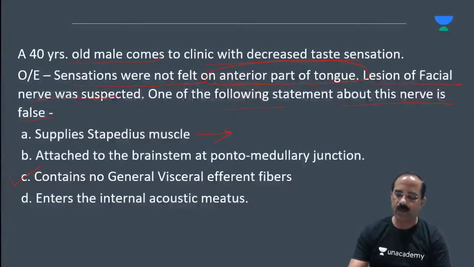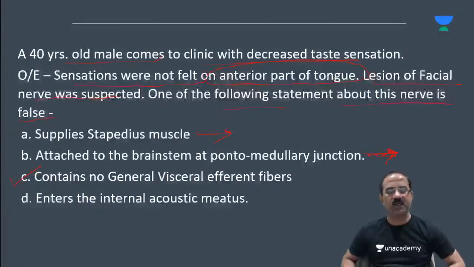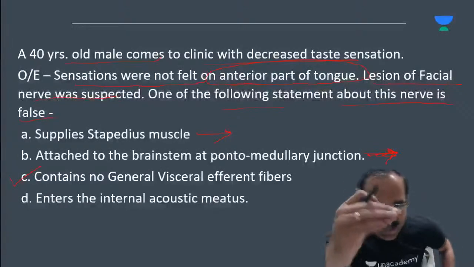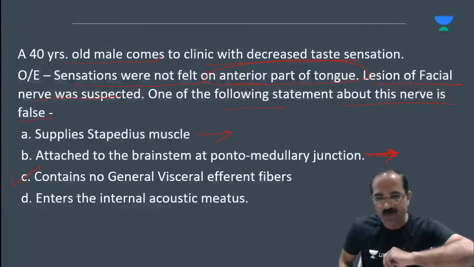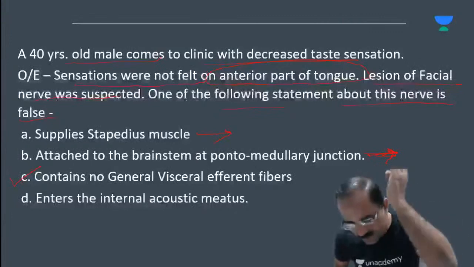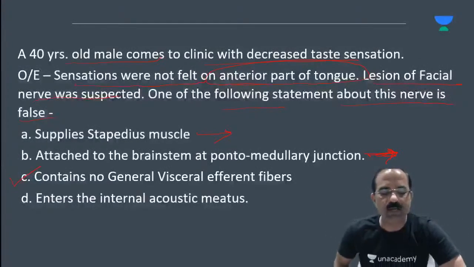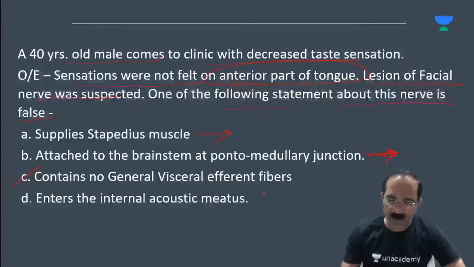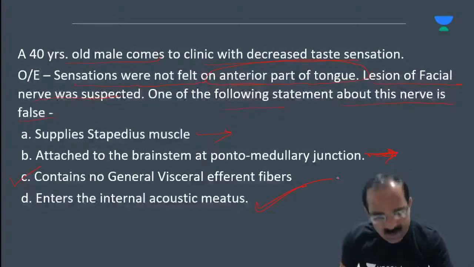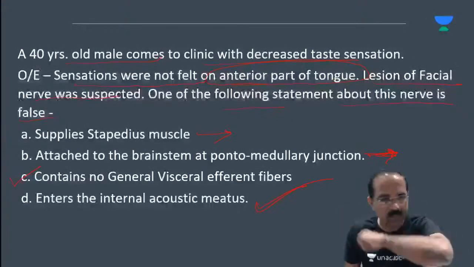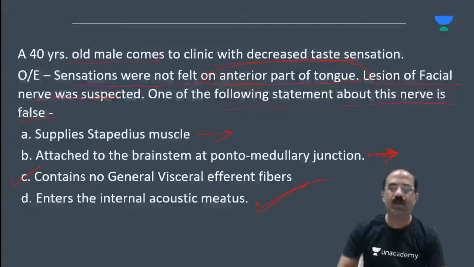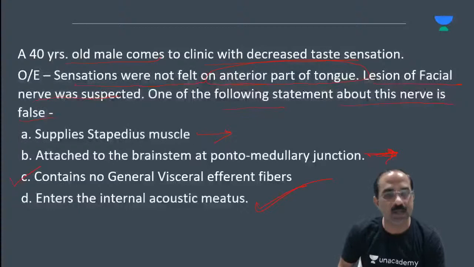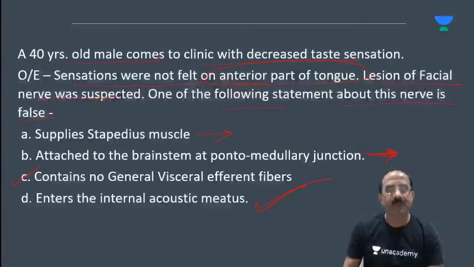Attached to the brainstem at the pontomedullary junction. Students, what do you say? Correct. The facial nerve is attached to the brainstem at the pontomedullary junction. There are three nerves attached there: the 6th, the 7th and the 8th nerve. Enters the internal acoustic meatus. Correct. It enters the internal acoustic meatus along with the 8th nerve and the labyrinthine artery.